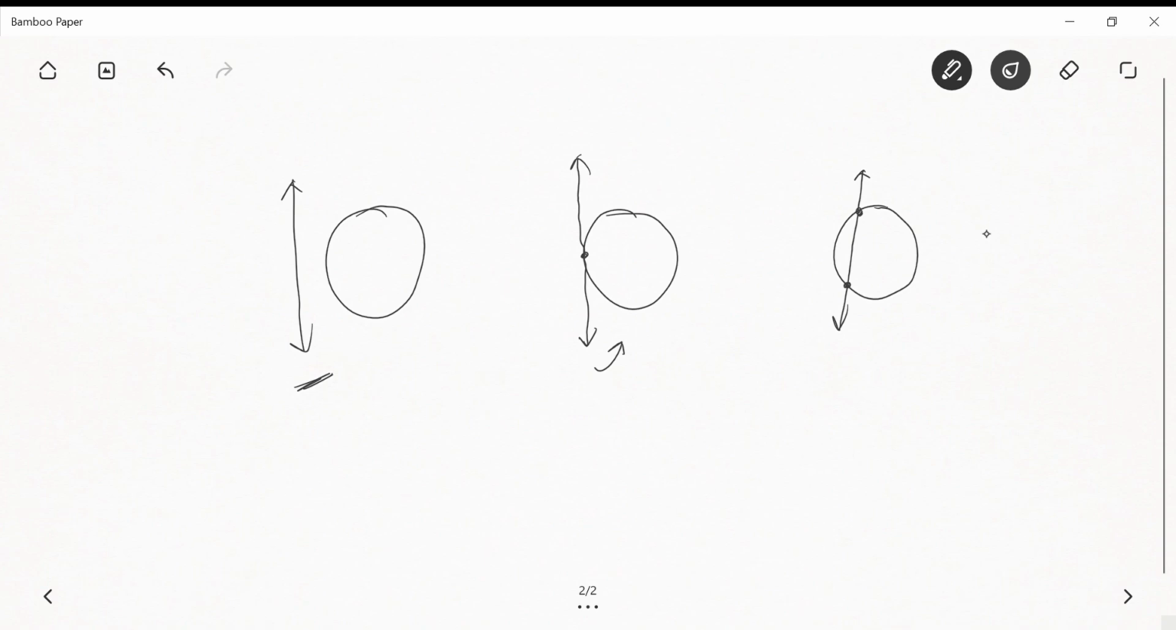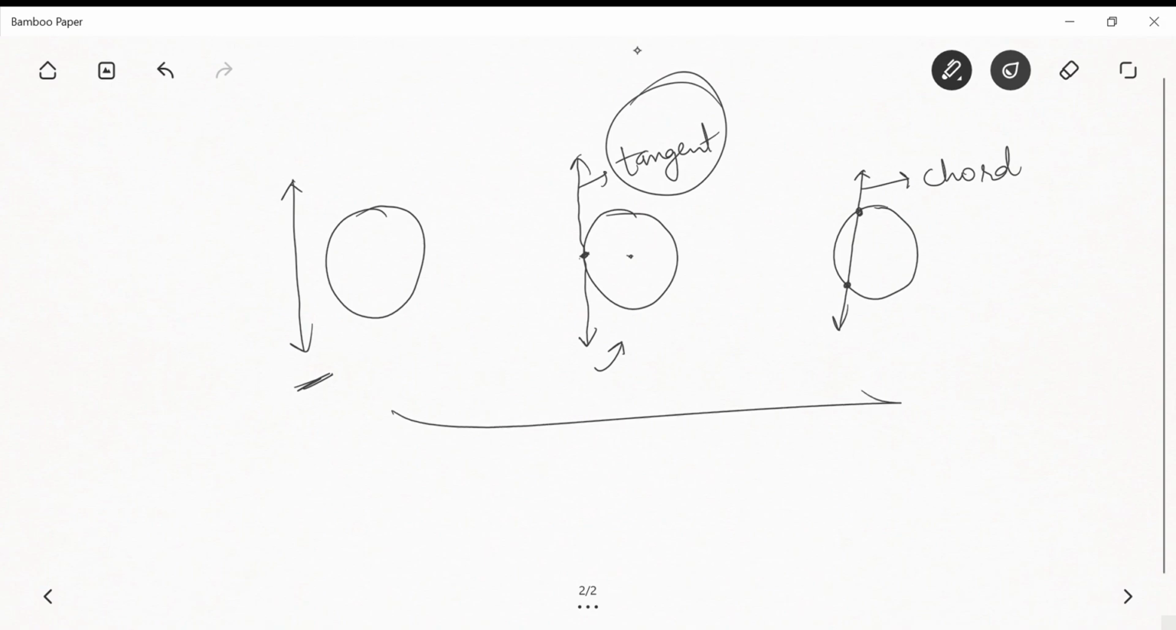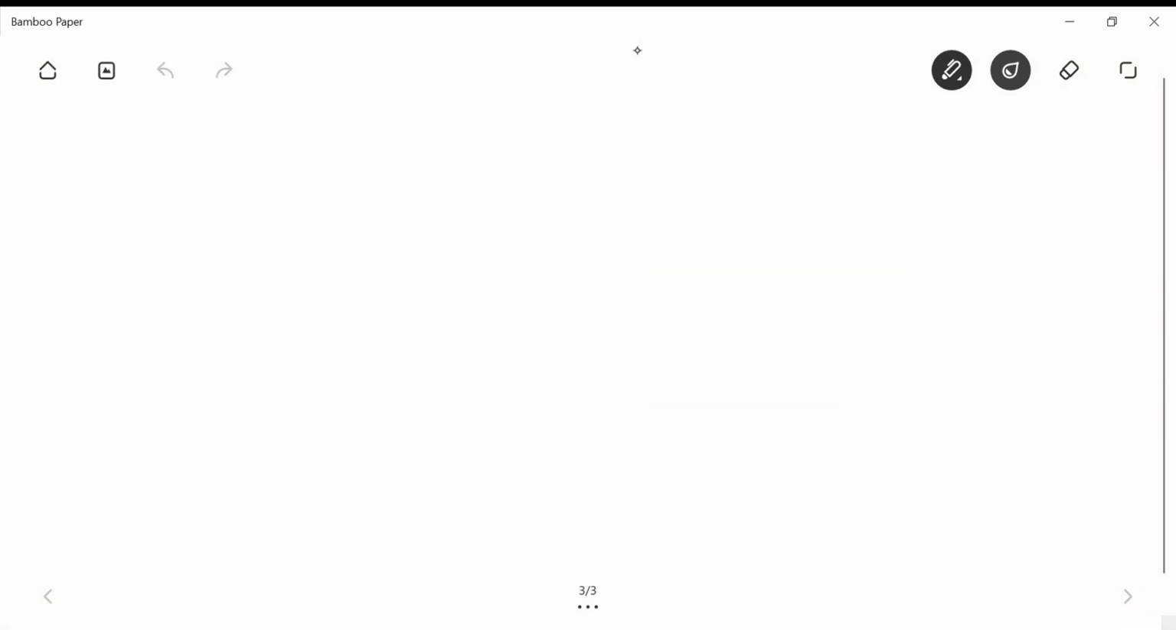Now the line which is touching a circle at one point, at a single common point, is your tangent. And the line which is touching a circle at 2 points is your chord of a circle. So now in this video we are going to discuss tangent and circle.